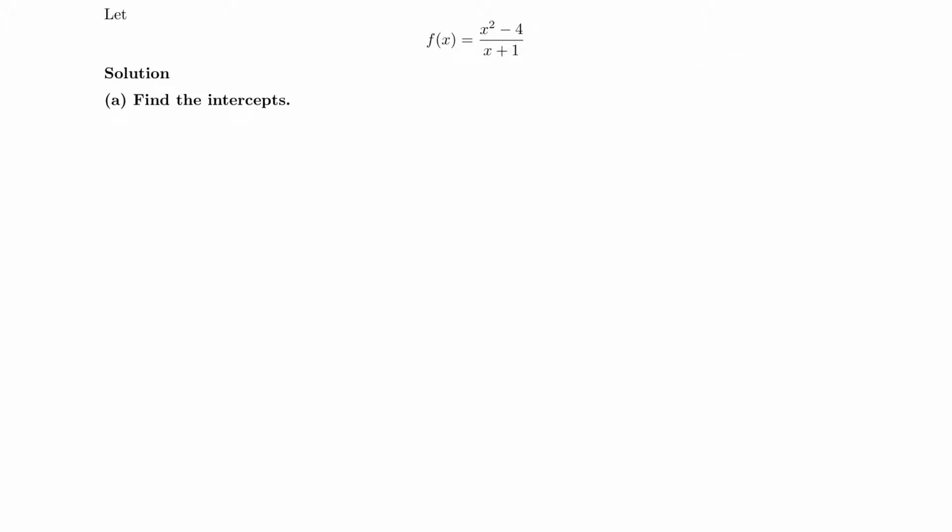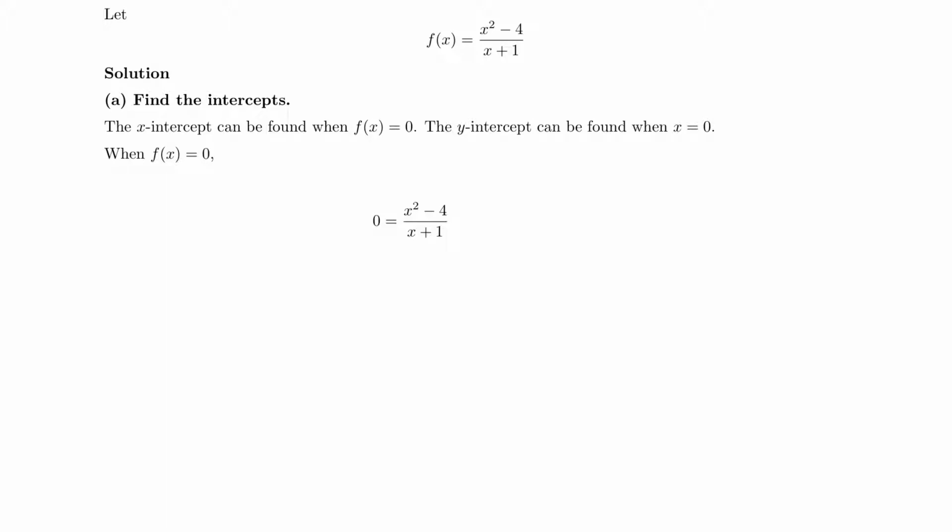Firstly, we are required to find the intercepts. Now to find the x-intercept, we need to set y equal to 0, or equivalently, f of x equal to 0. Doing this, we get 0 is equal to x squared minus 4 over x plus 1. And then, multiplying both sides by the denominator of x plus 1, we get x squared minus 4.